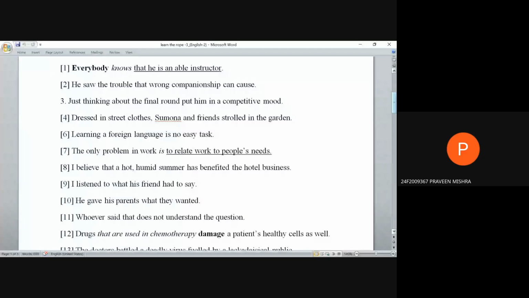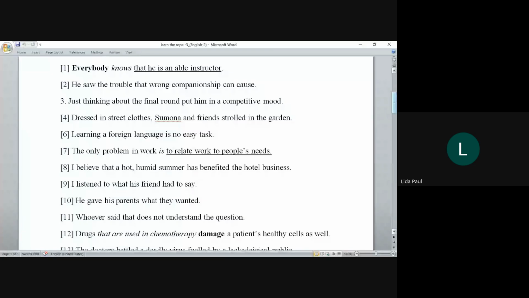Predicate. It's no easy task, ma'am. Is no easy task. See, predicate is verb plus the rest of whatever comes after it, right? I did not use the word object here because "is" is not an action word, right? It's used more like an auxiliary. So this one will not have an object, which is why I use the word predicate.